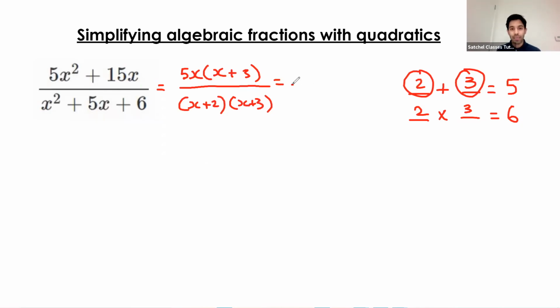So now we can simplify. So we have x plus 3 over x plus 3. These will cancel out. So what we'll have is 5x over x plus 2. And again, be wary, this x and this x are not going to cancel out because we're adding x to 2, whereas here we're multiplying 5 by x. These two will therefore not cancel out. So our final answer is simply going to be 5x over x plus 2.